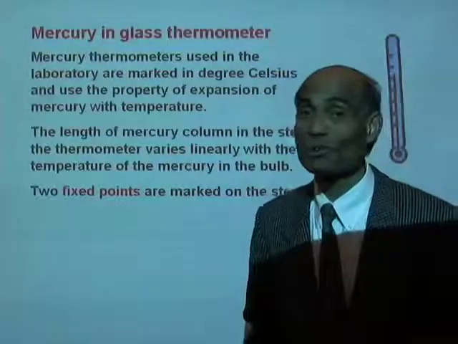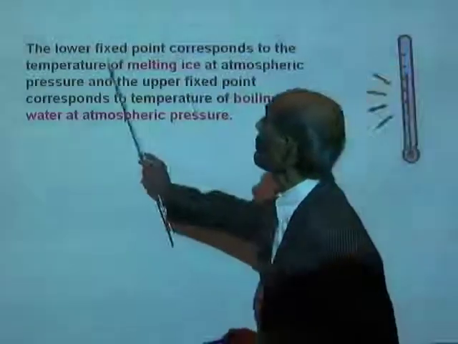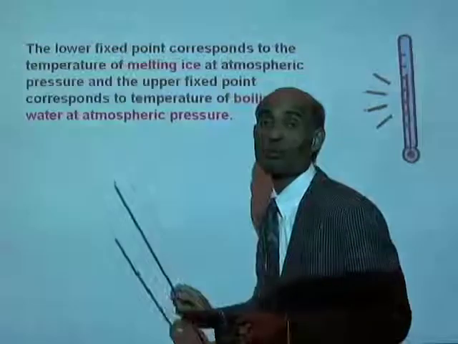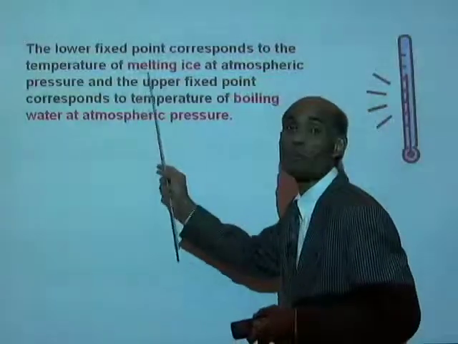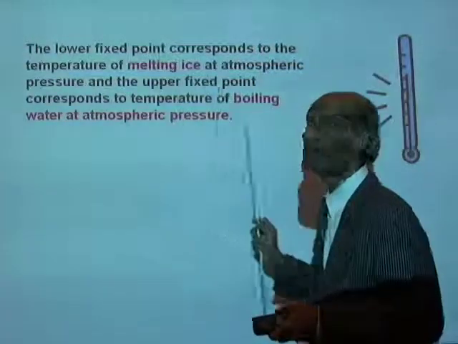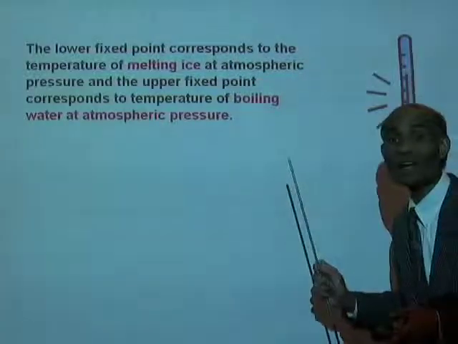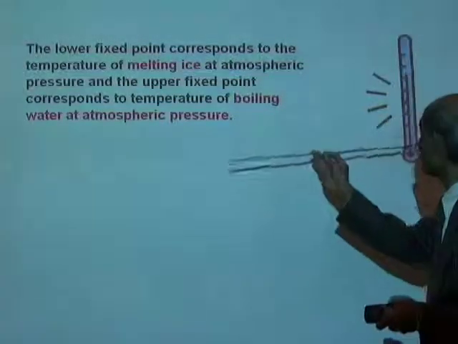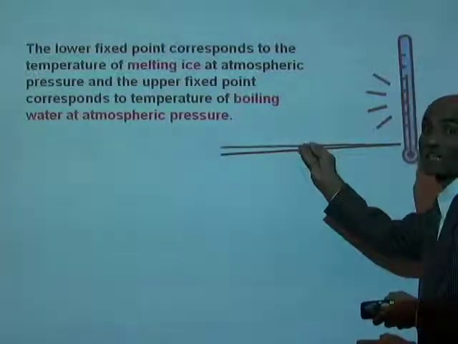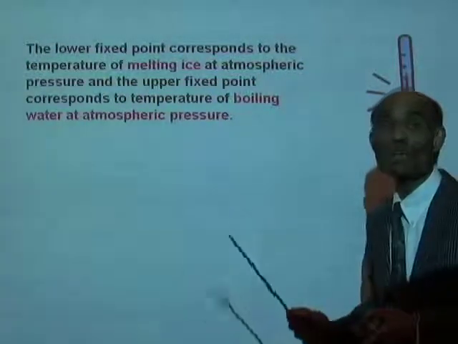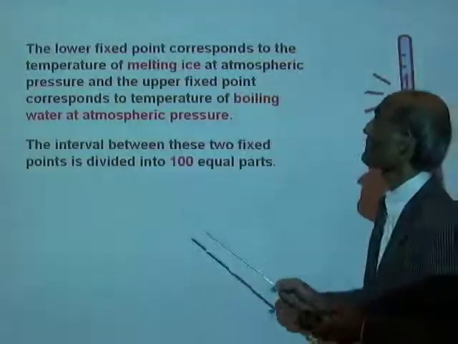I talked about that already. What are the two fixed points? Well, one is called the lower fixed point. The lower fixed point is the temperature corresponding to melting ice. That means you cover the bulb of the thermometer in melting ice, and after the level settles down, make a good mark on the thermometer. That will be your lower fixed point.